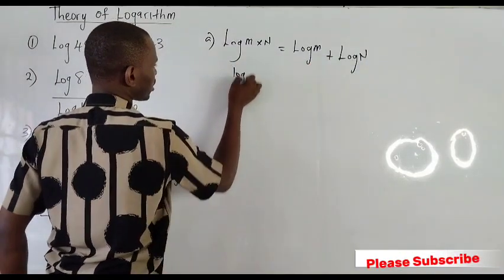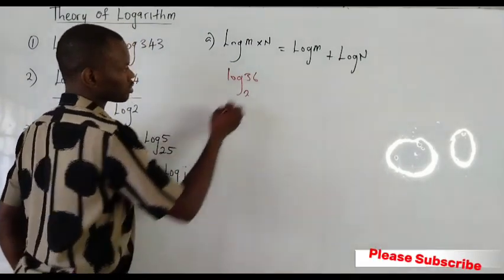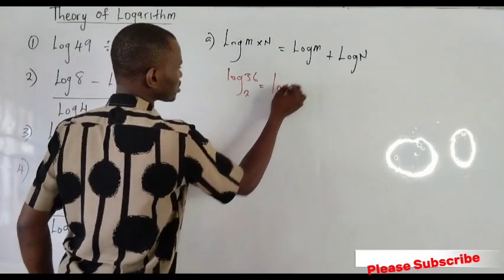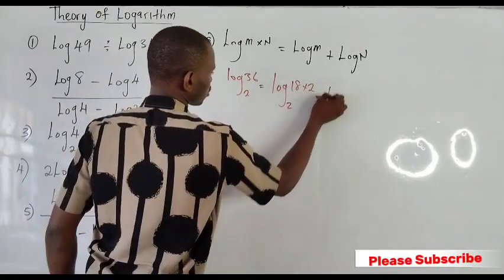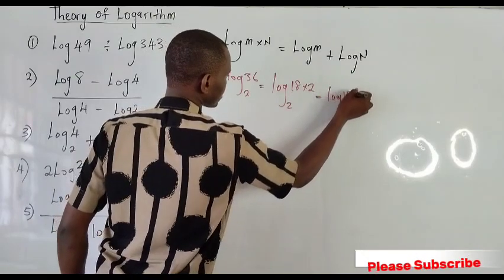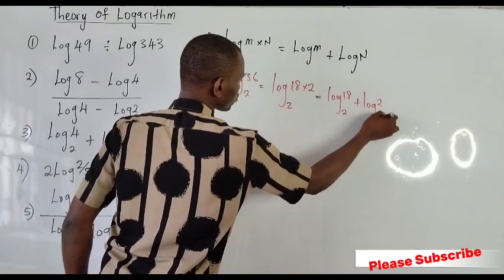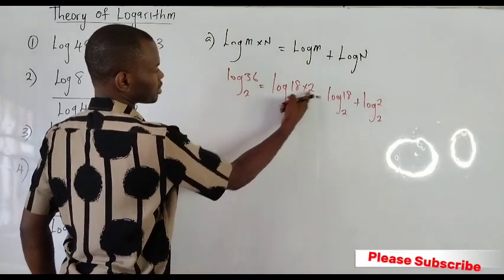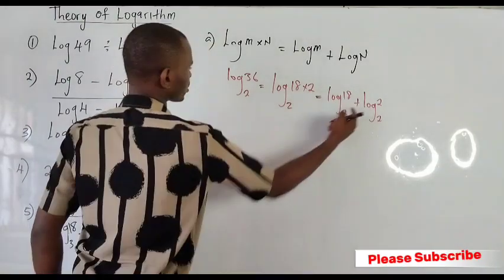For an example, I have the logarithm of, let's say, 36 base 2. You know that 36 can be split into 18 times 2 base 2. And this is equal to the logarithm of 18 base 2 plus the logarithm of 2 base 2. We have succeeded in separating the two terms of this logarithm into two different logarithms with addition.